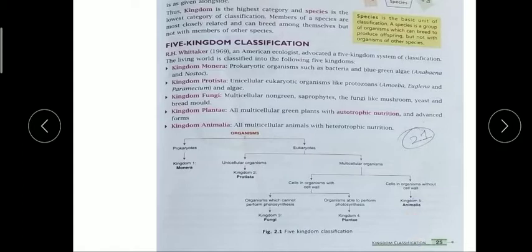So Whittaker classified based on different properties. He classified all the living organisms present on the earth into the 5 kingdoms: kingdom Monera, kingdom Protista, kingdom fungi, kingdom plantae, kingdom Animalia.